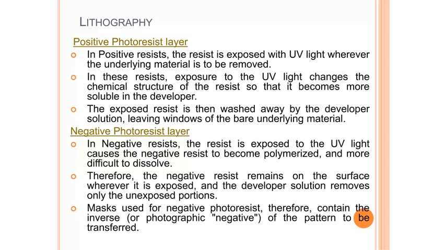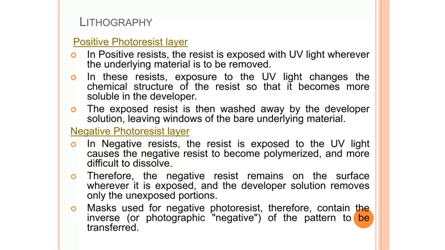In the case of positive photoresist material, the resist is exposed with UV light wherever the underlying material is to be removed. So the mask is given such that this photoresist material is exposed to the UV light with the help of the mask wherever the underlying material is to be removed. That means this photoresist material, after getting the UV light, becomes softer, and can be removed by the developer solution.